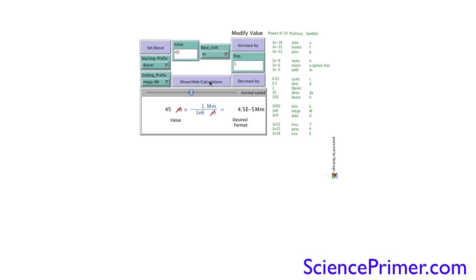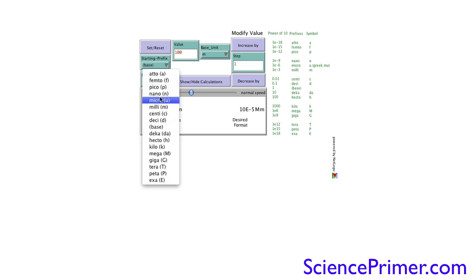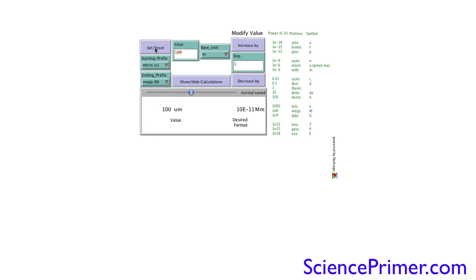And the ability to see these can be toggled on and off at any time. Notice that with the ability to enter any number in the value box and the ability to convert between a huge range of prefixes makes this illustration able to be used as a simple conversion calculator. This completes the demonstration.